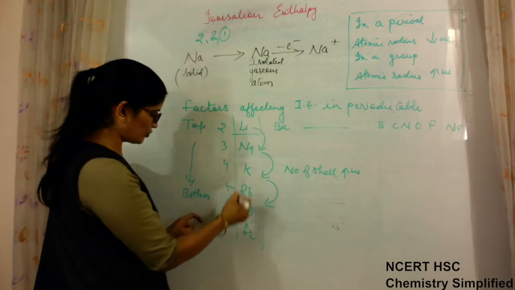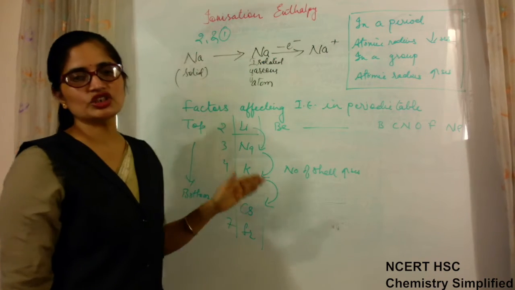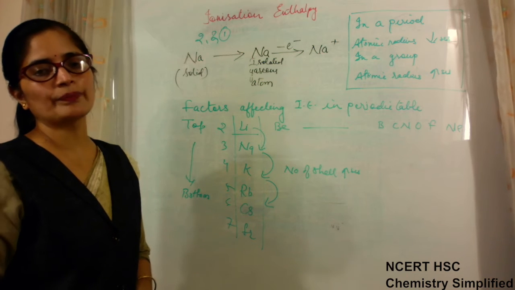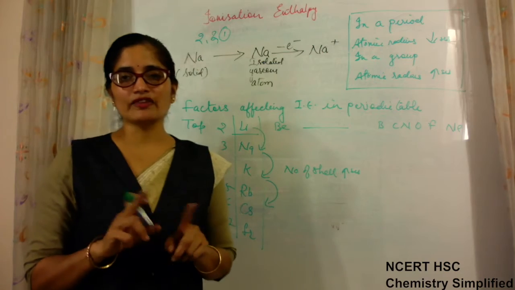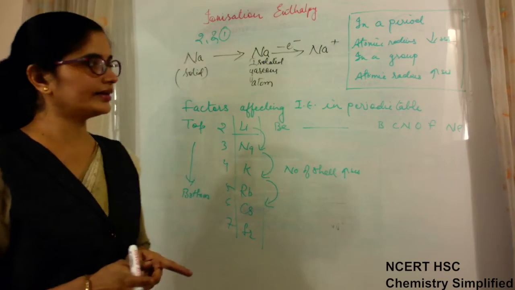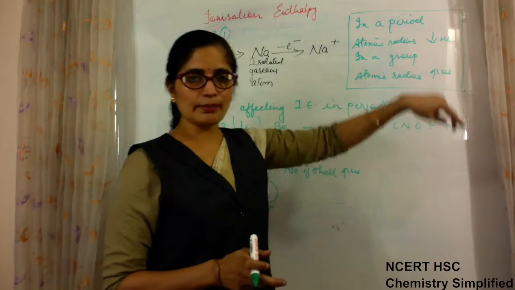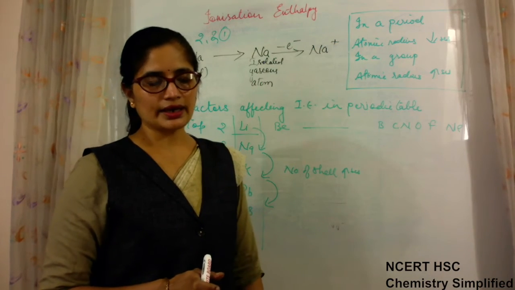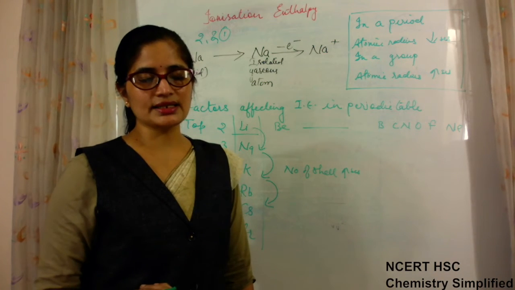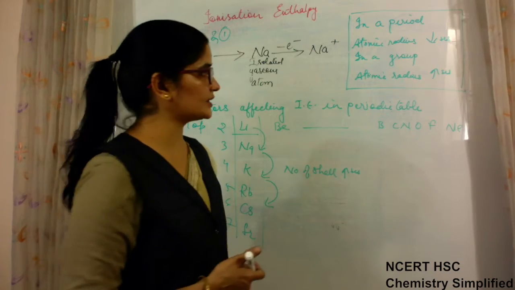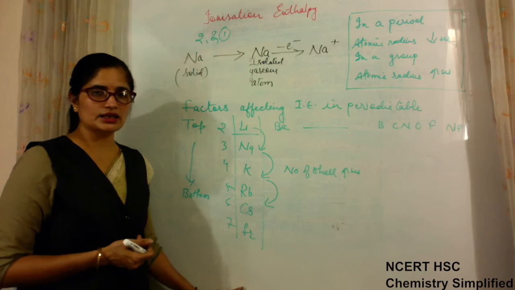So as we move from top to bottom, because atomic size is increasing, ionization enthalpy value will also decrease. So atomic radius and ionization enthalpy have opposite values. Clear? In a group, atomic radius increases because number of shells are increasing, and effective nuclear charge is cancelled because of the increase in number of shells. This we have discussed yesterday. Now because of that, ionization enthalpy value is decreasing.